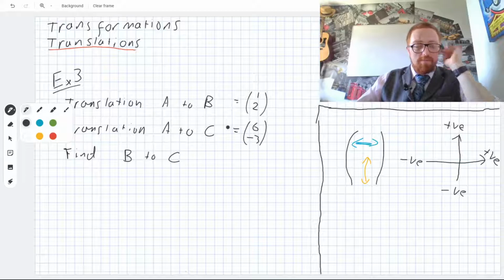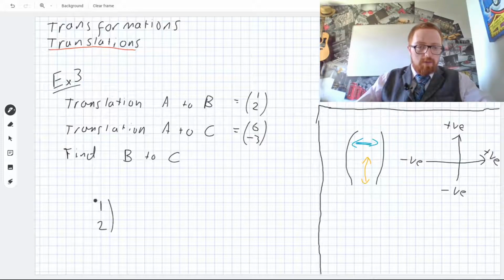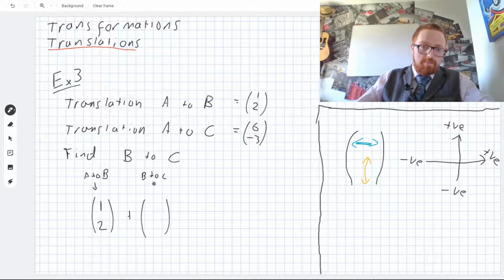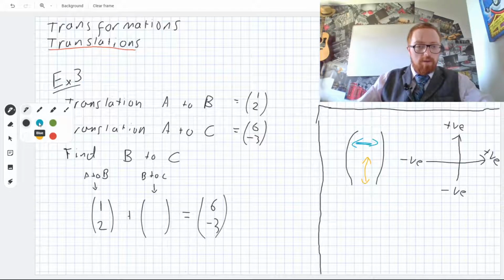What we can write is that first vector, 1, 2, that's the translation that takes me A to B, plus the vector that takes B to C, has to equal this overall transformation here, 6, negative 3. So I need to think, what's got to go in that middle vector to get from 1 to 6 and to get from 2 to negative 3?